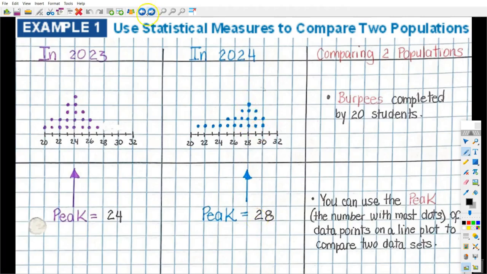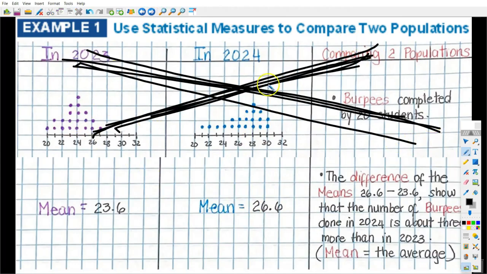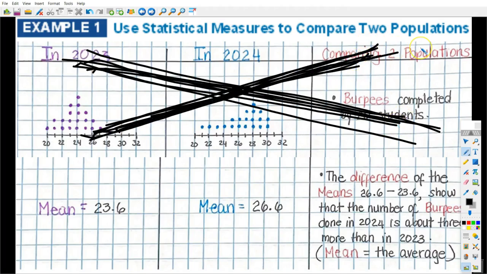Okay? Let's move on. You do not have to rewrite the line plots. You already wrote that down once. I just put it down if I was going over it in class, but you do not need to do that. So, they're asking about the means. So you add them all up. 20 plus 21 plus 21 plus 22 plus 22, and then you divide your answer by 20. Same thing for this one. So they just straight up give you the mean. They're saying the mean for 2023 is 23.6, whereas the mean in 2024 is 26.6.